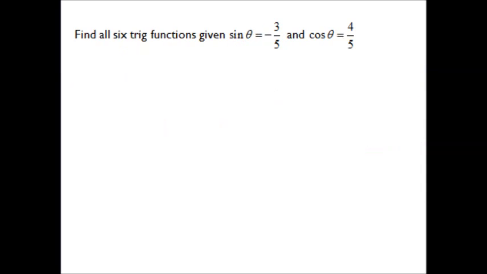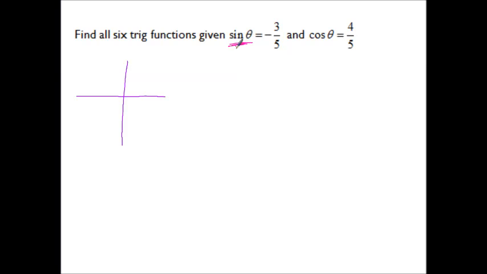Let's do another one. Find all 6 trig functions given the sine of theta is negative 3/5 and the cosine of theta is 4/5. And first we're going to draw our coordinate plane again, and then we're going to determine where our angle lies.